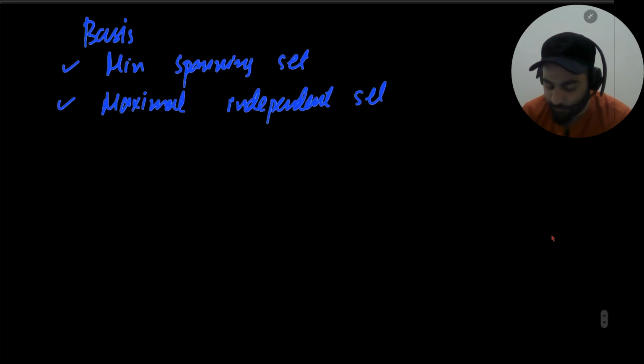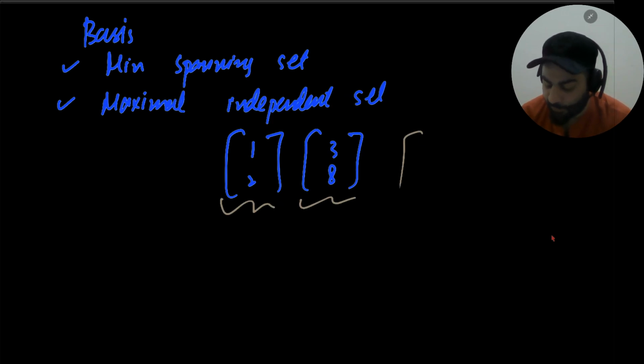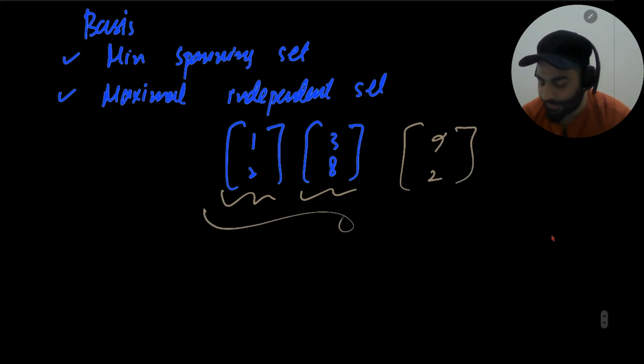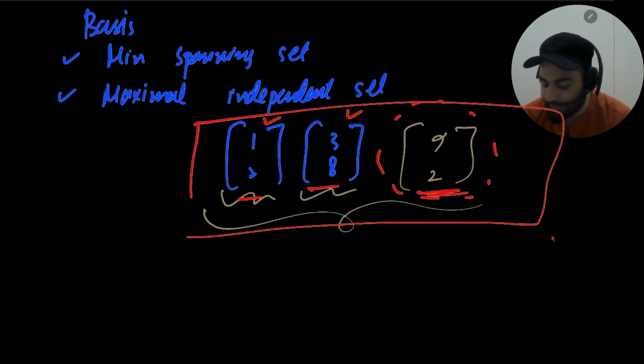Let's suppose we have the vector (1, 2) and the vector (3, 8). I told you these can be a basis for R2. If I add one more vector into this, let's suppose (9, 2), this still can span the whole vector space, but these two are enough to get this vector. So you see that this vector is linearly dependent on these two vectors, so this set of vectors is linearly dependent.